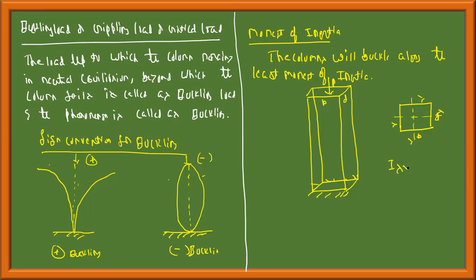We know that Ixx is equal to BD cube by 12, Iyy is equal to DB cube by 12. Now, in this case, let us assume D as 10, B as 20.